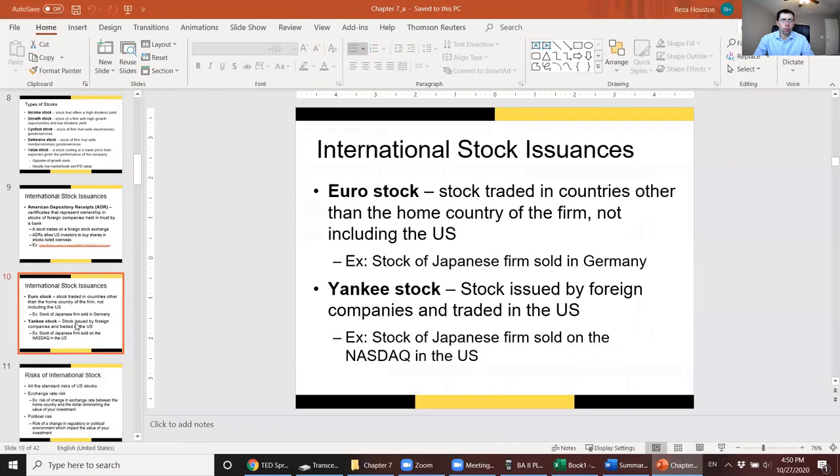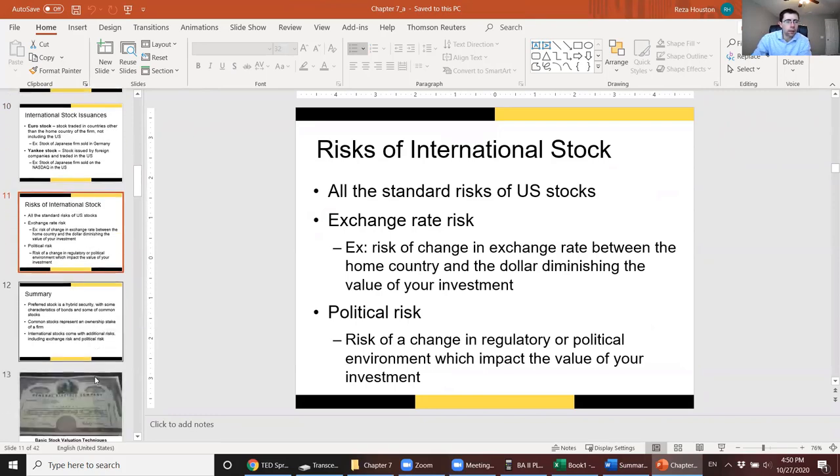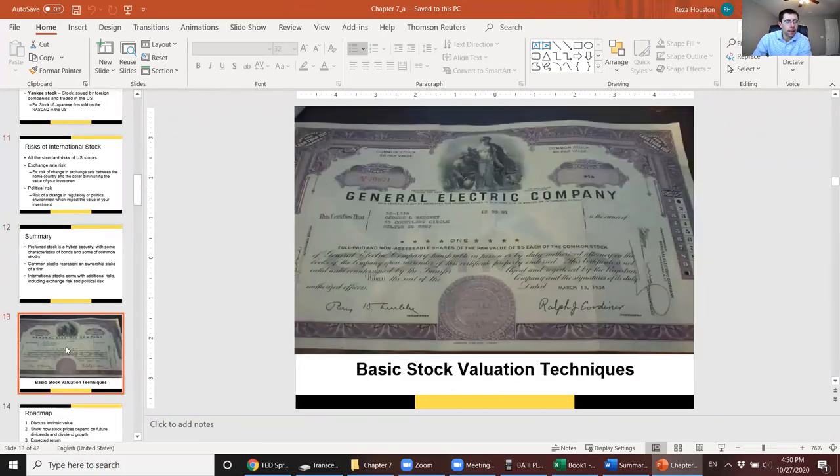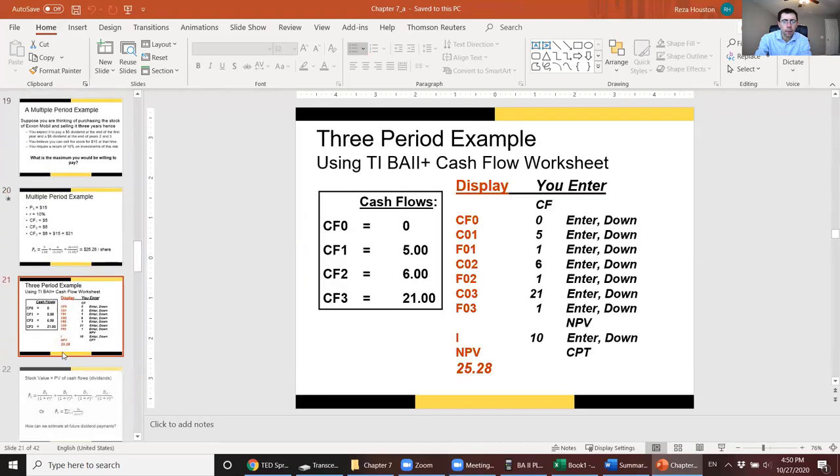One other thing that you should be able to do is calculate the required return. And that is going to be calculated using the CAPM.